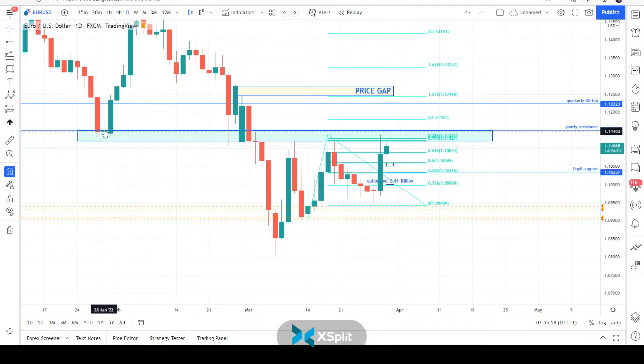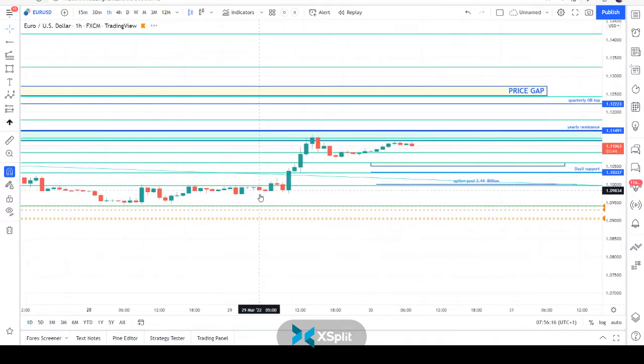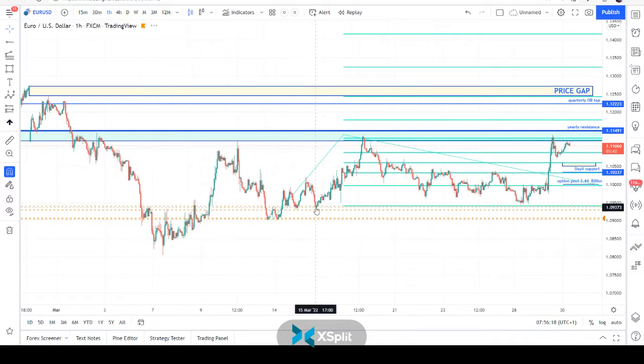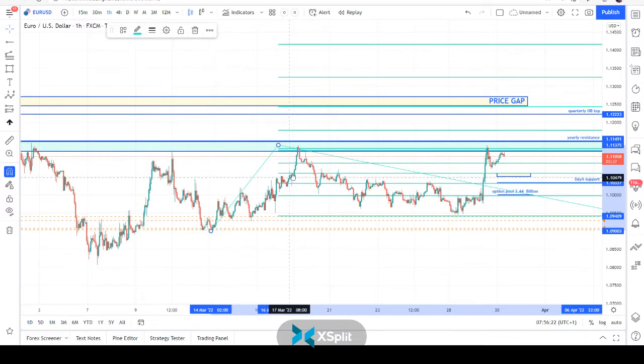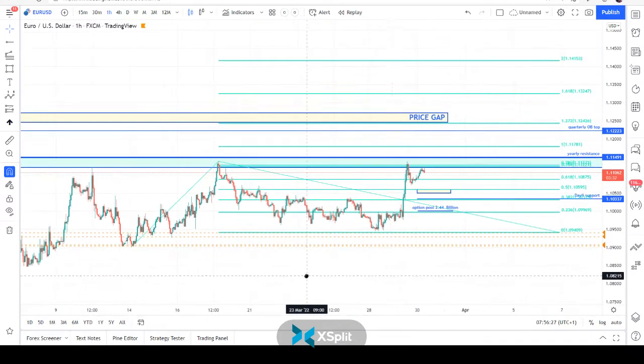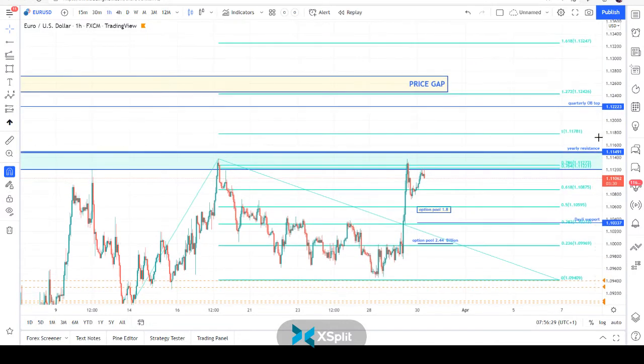Then you have this support here, you have this yearly resistance here, which is a very important resistance. You see how it has been working in the past on many occasions. And we have this quarterly order block top and double resistance there, plus this price gap. We can look at that on a shorter time frame chart. I can draw this one a little bit better to have the right levels. If you then want to write those levels or use those levels, you have the level here.